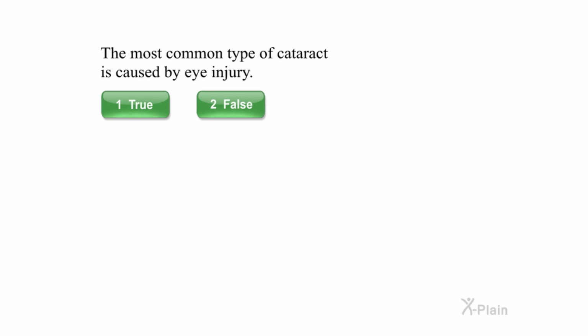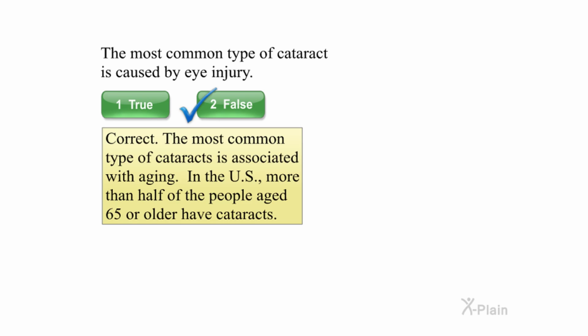The most common type of cataract is caused by eye injury. Select true or false. Correct. The most common type of cataracts is associated with aging. In the U.S., more than half of the people aged 65 or older have cataracts.